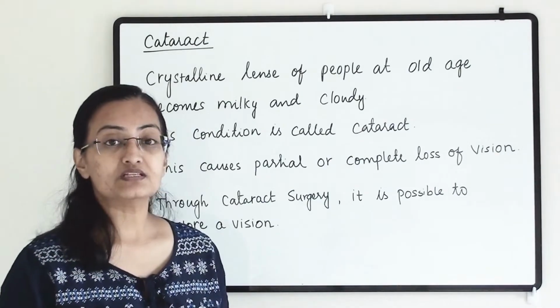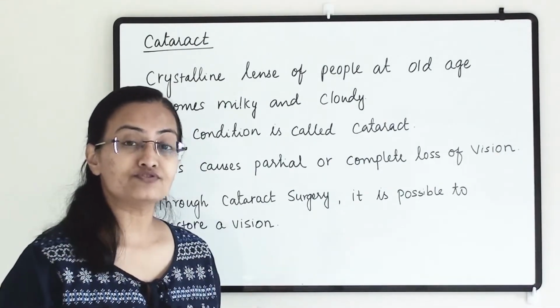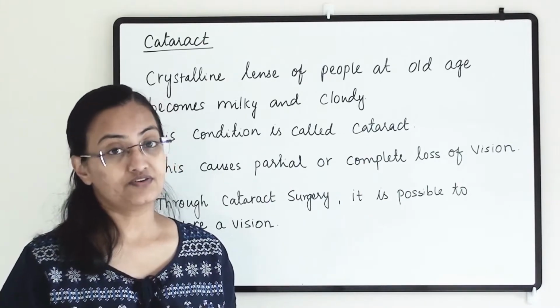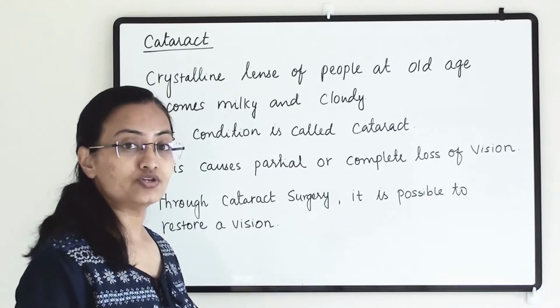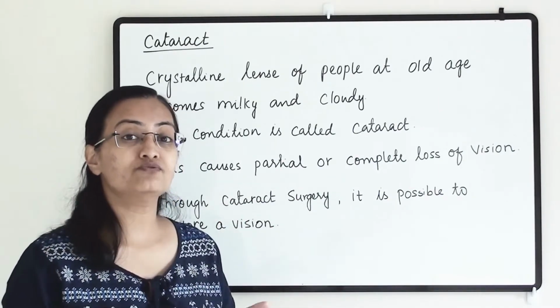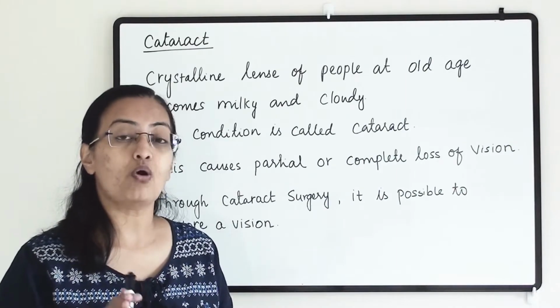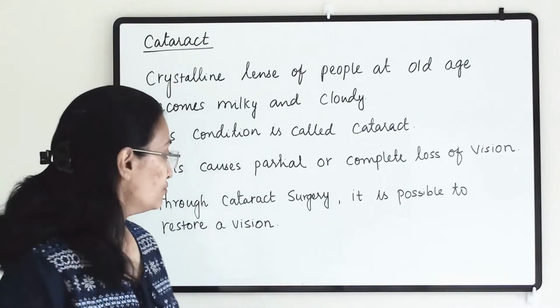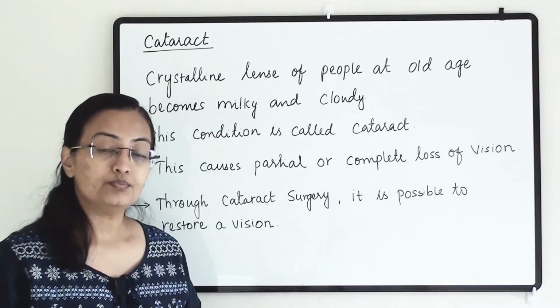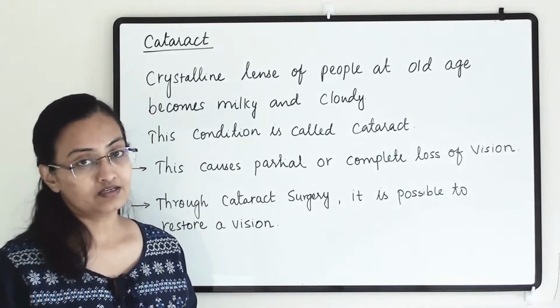So whenever a person has this kind of condition, he has to undergo a surgery, and that is known as cataract surgery. In this condition, the crystalline lens becomes milky and cloudy, and the person loses partial or complete vision. So through surgery they clear the lens, and again the person is able to see things clearly.